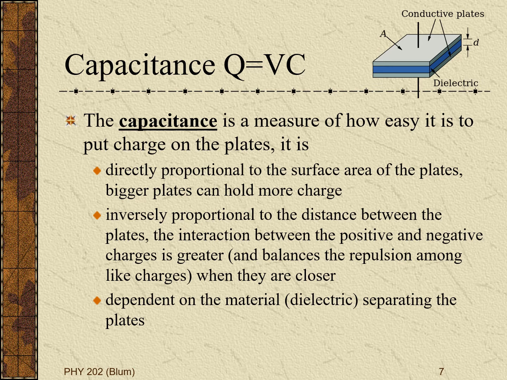So the first dependence is the easiest to understand, that the capacitance is proportional to the surface area of the plate. A bigger plate can hold more charges. Those positive charges will be able to get away from each other on a big plate, and so more will be able to be held.